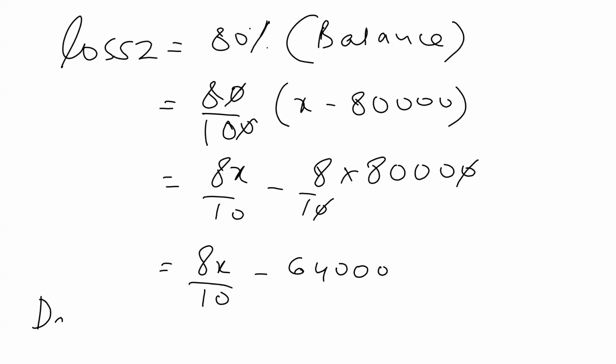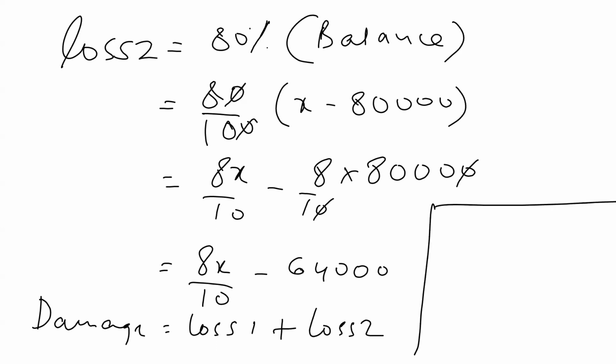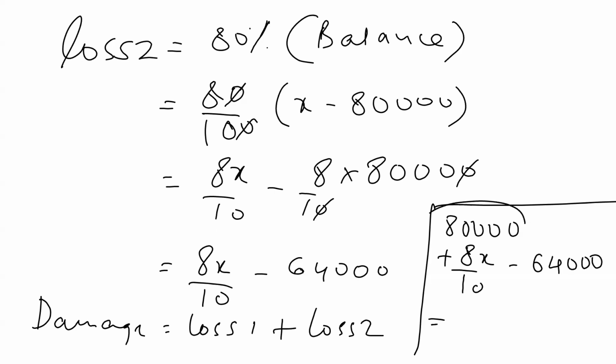The total damage is nothing but loss 1 plus loss 2. So loss 1 is 80,000 and loss 2 is 8x by 10 minus 64,000. So the damage is 80,000 minus 64,000, which amounts to 16,000, if I'm not wrong.